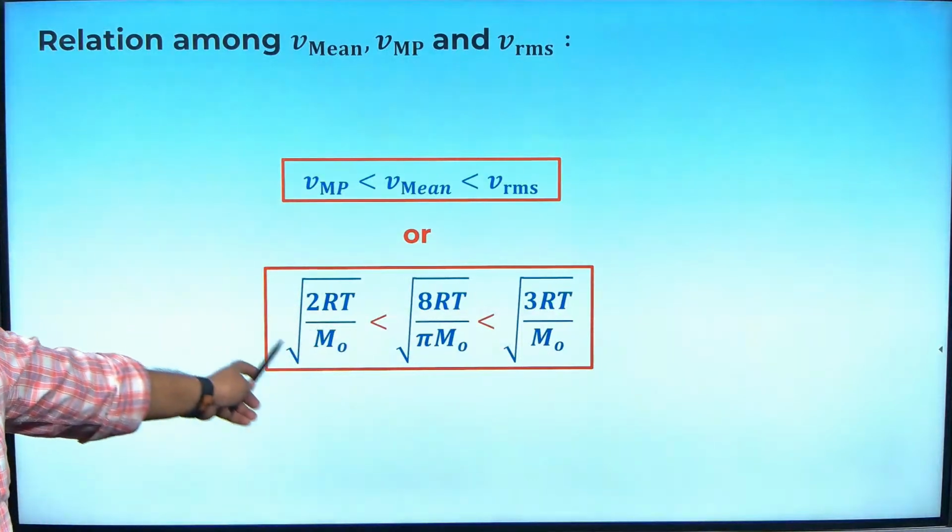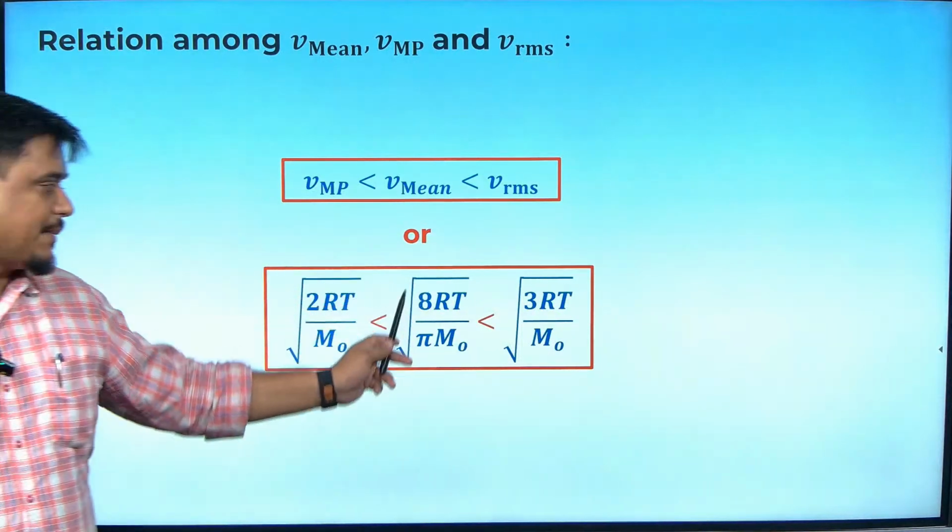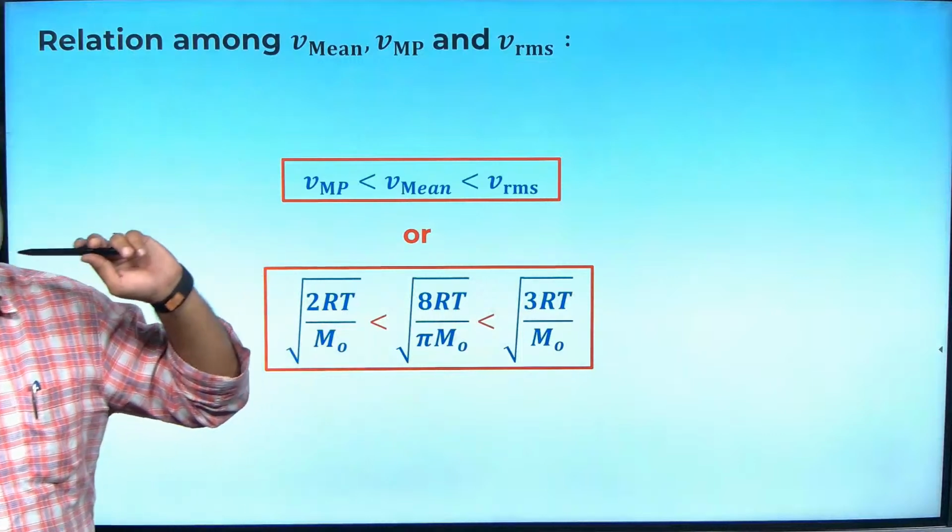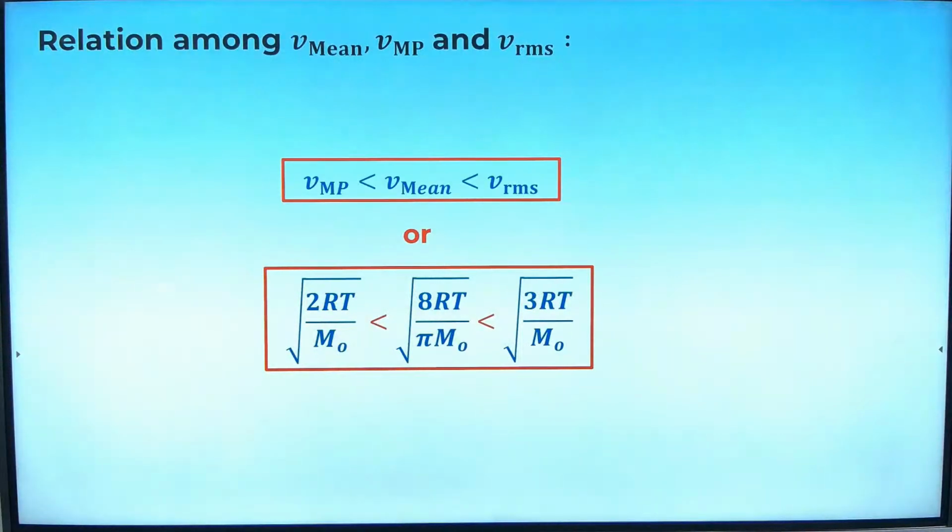The formulas I once again mention here: 2RT by m, 8RT by pi m, 3RT by m. Okay. Can I proceed a little further? I hope you have written the three formulas. You already wrote just the order, maximum and minimum. Okay, I hope you have written.